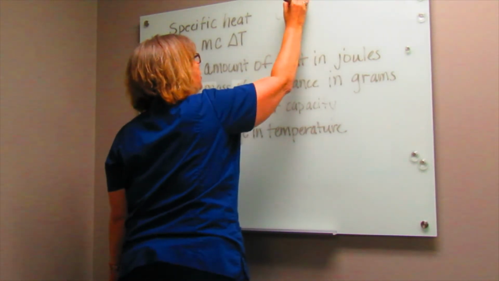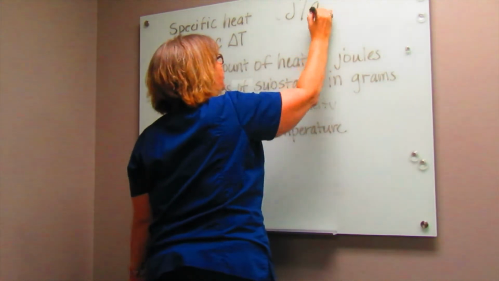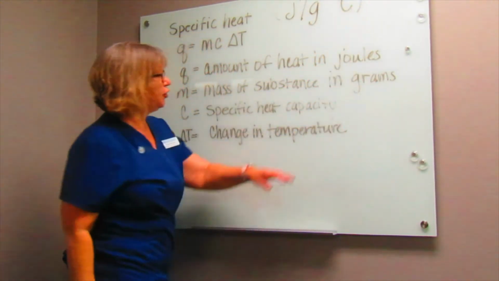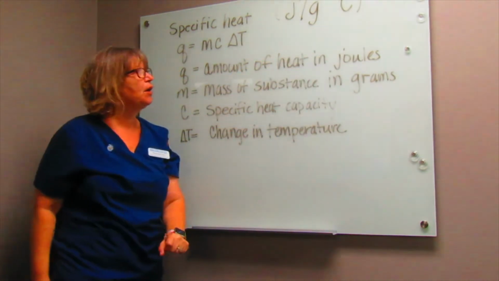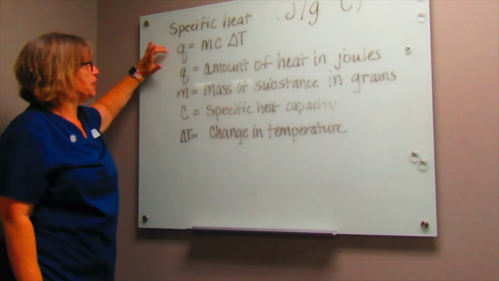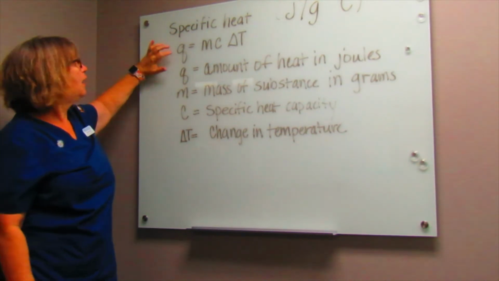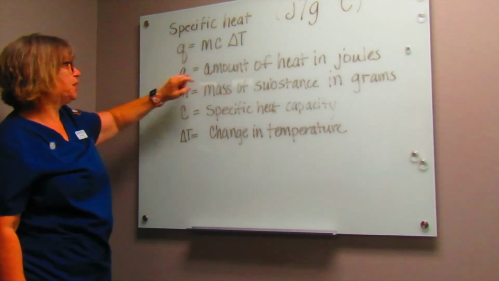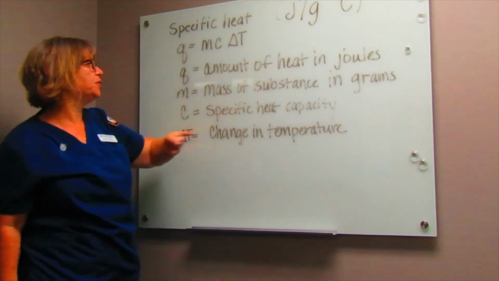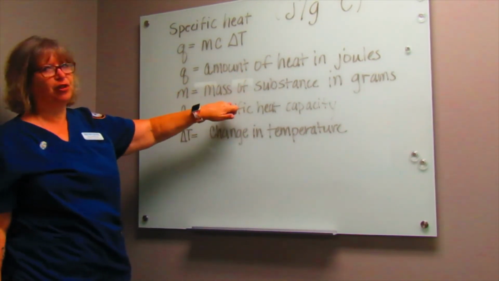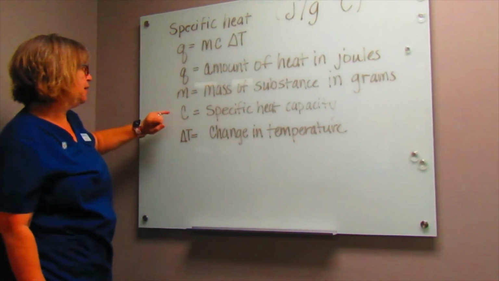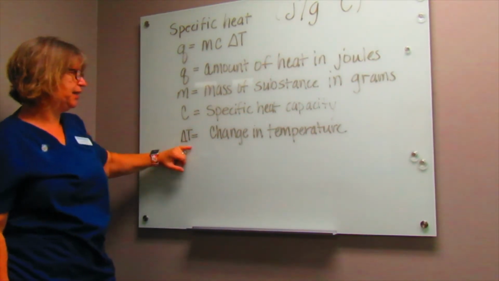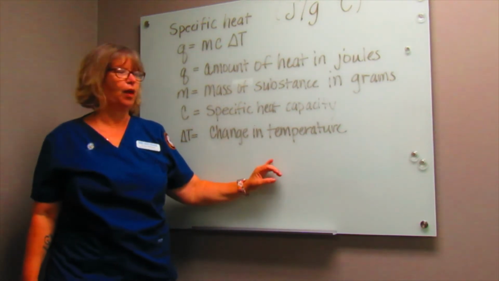So it would just look like this in your answer: joules per gram per degree Celsius. That's what your answer would look like, okay? And so the formula for specific heat is Q equals MC delta T. Q is the amount of heat in joules. M is the mass of your substance in grams. C is your specific heat capacity. And delta T is your change in temperature, okay?